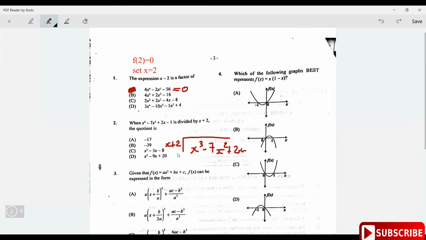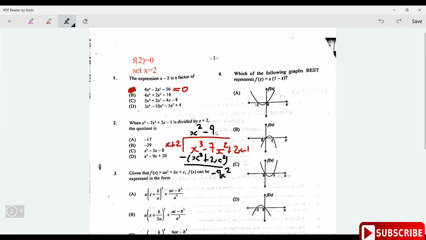So you're going to go x into x cubed, that goes x squared. Then x squared times x, that's x cubed. x squared times 2 is plus 2x squared. And then you go ahead and do your subtraction. What you get is, always remember to bracket it, minus 7x squared minus 2x squared, that gives you minus 9x squared. Then x into minus 9x squared is minus 9x.